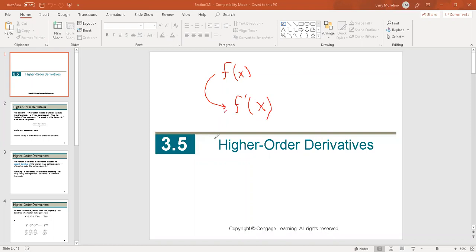Well, what we want to talk about now is the ability to calculate what's called the second derivative. We're going to denote that as f double prime of x. We're going to see why this is useful. It's going to turn out this is going to give us information about the shape of the graph of the function, especially with respect to what's called concavity.